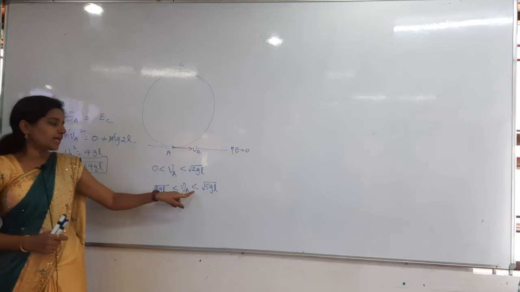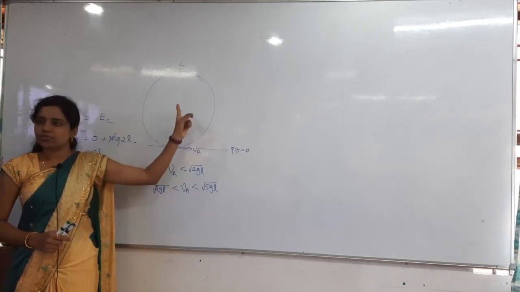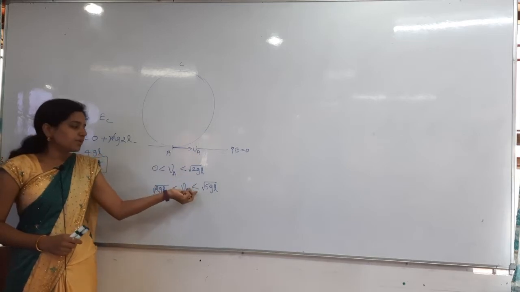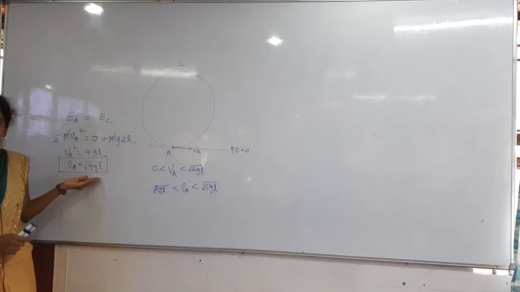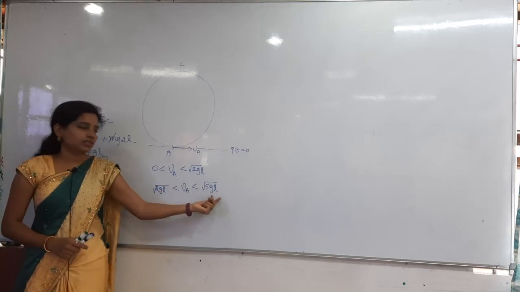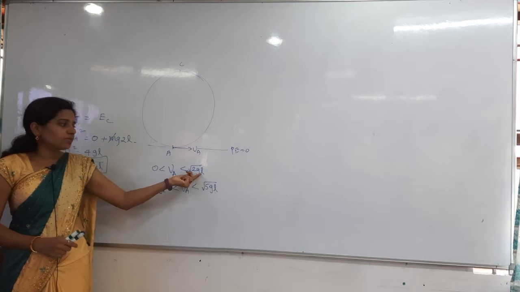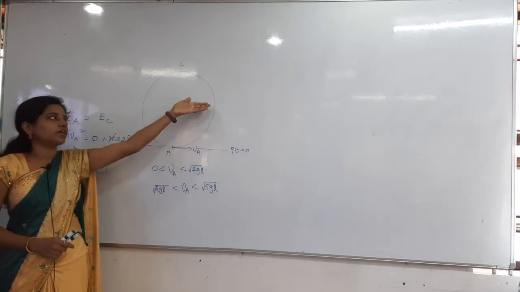If it is less than or equal, then what happens? Equal means it will complete the VCM, but it should be less than root 5 GL, nothing but root 4 GL also. Root 4 GL also is correct, but it should be less than root 5 GL. It should be less than root 2 GL here. Why root 2 GL? Because root 2 GL is the velocity just required to reach the point B there.